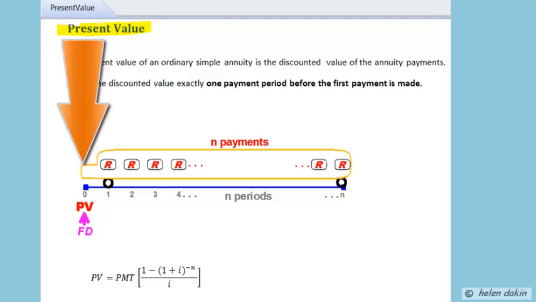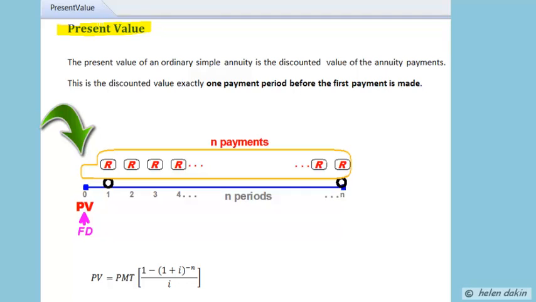So you can see that from the time diagram that I have here, we have a series of regular and equal payments made at the end of every interest period of R dollars, or in the case of the BA2 Plus calculator, we will use PMT to represent the payment. For an ordinary annuity, the focal date for the present value is today's date, or at least one interest period before the first payment is made. And this is absolutely critical.